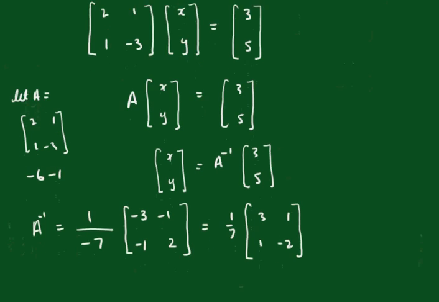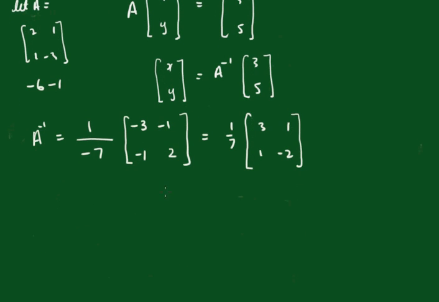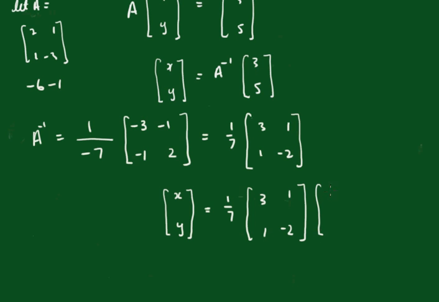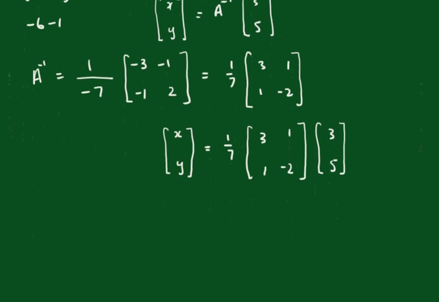Almost done. Yes, it's a rather long process, isn't it? But it's very good to know when it comes to a 3 by 3, because you won't be doing this, you'll be using either an Excel spreadsheet or a calculator. Now that's going to be equal to 1/7, but you need to know how it works. 1, negative 2. There's our 3, 5 up there. Now we need to multiply these two matrices together.